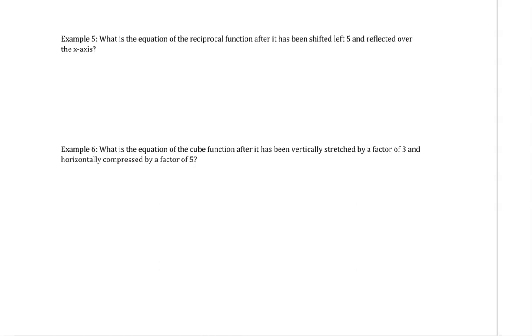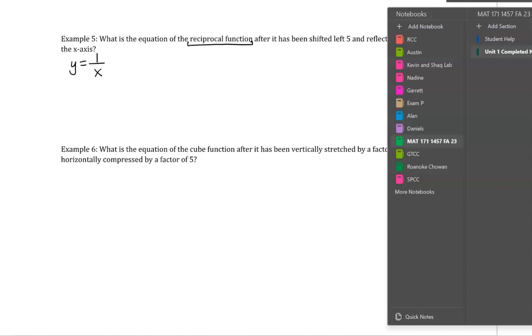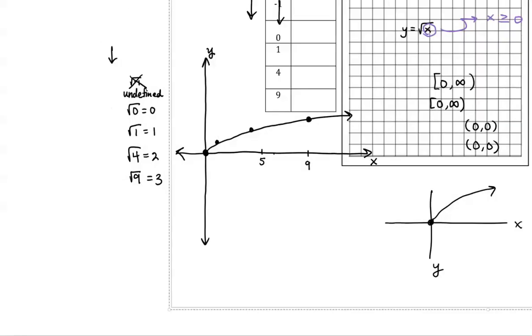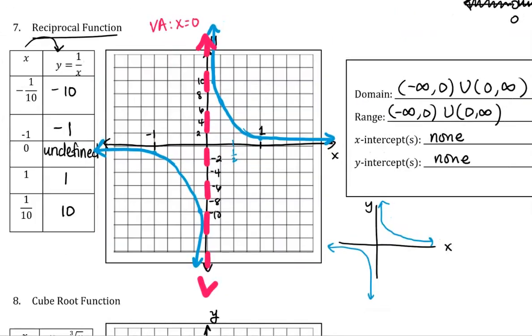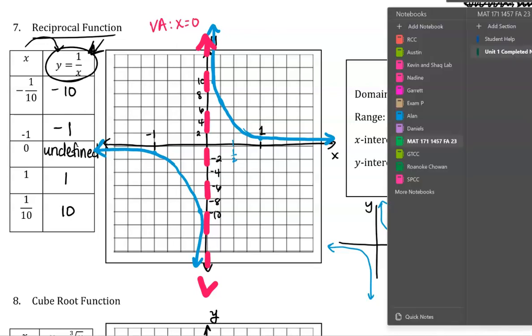Here we have two examples where we're now being asked to build the equation of the function. Example 5 asks us for the equation of the reciprocal function. The reciprocal function, going back to our lesson on parent functions, is the function 1 over x. So that's the parent function that we're starting with in this example.